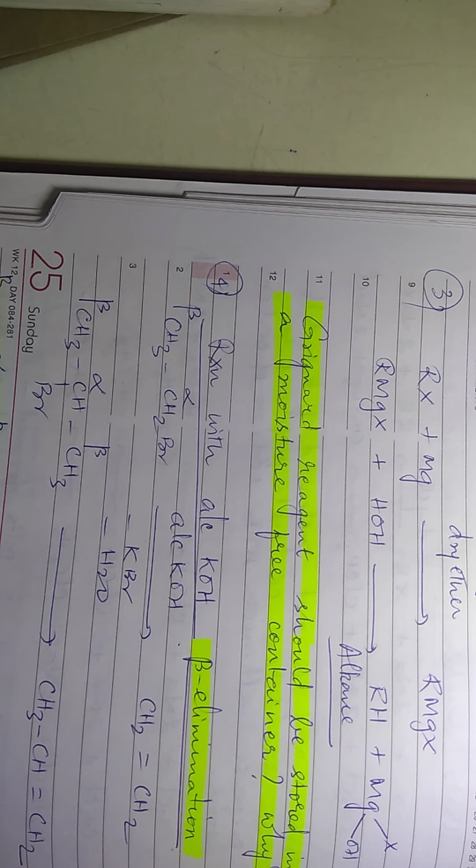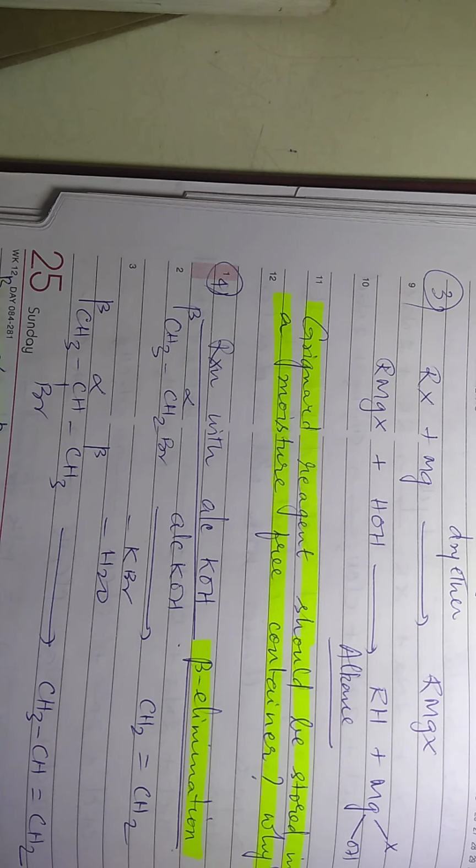Now this Grignard reagent has to be preserved in the absence of moisture, in a moisture proof container, because it will react with water giving rise to an alkane. See the reaction there, with water it will give an alkane.